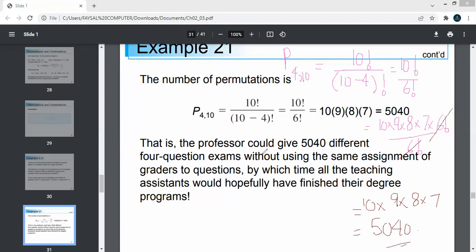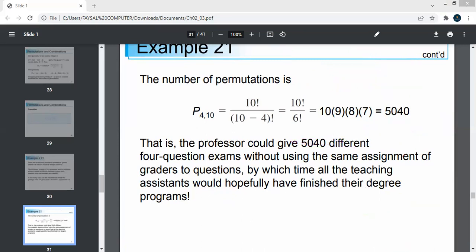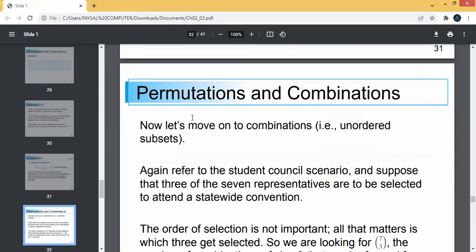So that is, the professor could have 5040 different four-question exams without using the same assignment of graders to questions, by which time all the teaching assistants would hopefully have finished their degree programs. So this is all about the number of permutations of my system.